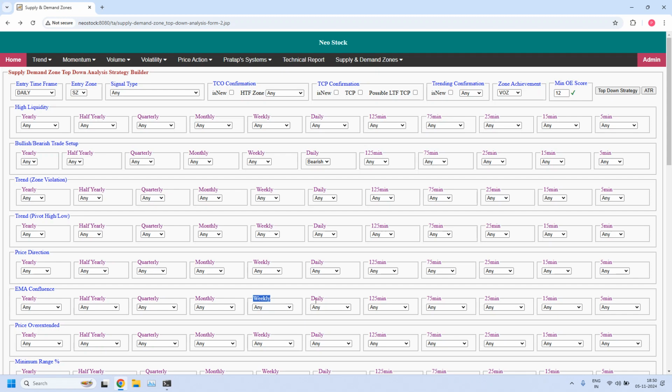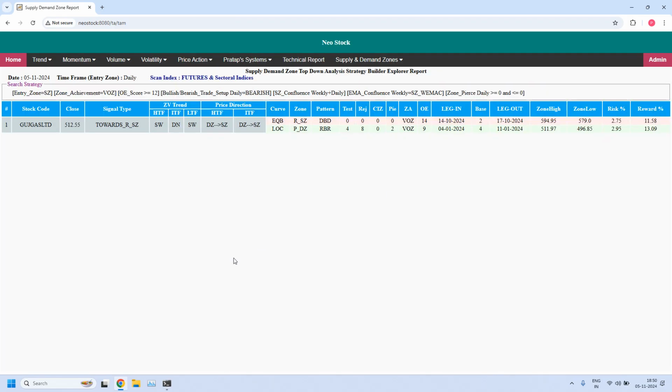Why weekly? Because the daily zone is part of the weekly zone. So we check whether the weekly supply zone has weekly EMA confluence, because this is a bearish trade setup. We got 1 stock. So this is an even higher probability setup: a bearish trade setup at the daily supply zone, and this daily supply zone is also a high liquidity zone.